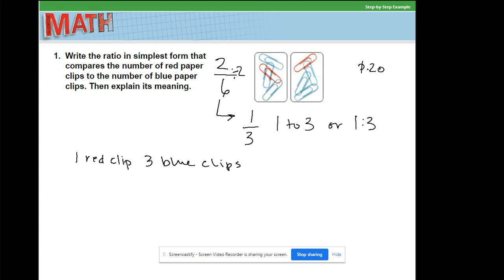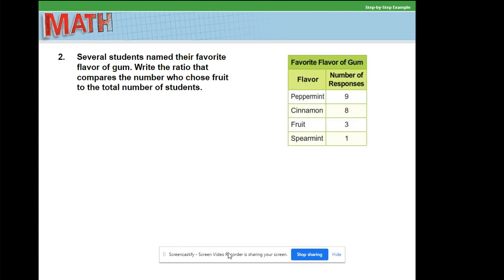Example 2, which is on page 21, okay, up at the top, we are using ratios to compare chronological data. So in our example, we have number 2, several students name their favorite flavor of gum. Write the ratio that compares the number who chose fruit to the total number of students. So how we're going to do that is we're going to look at fruit, okay? So fruit has, sorry, 3, right?